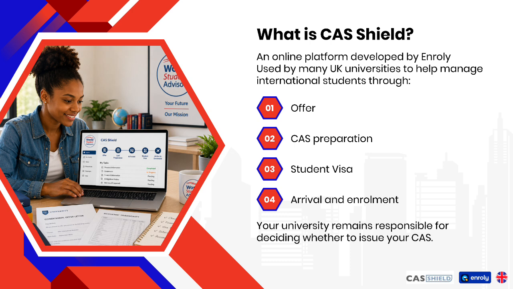It can help your university collect and check the information it needs before deciding whether it is ready to issue your CAS. Depending upon how your university uses the system, CAS Shield may also support parts of the visa, travel, and arrival process. The important point to remember is that CAS Shield is the platform. Your university remains responsible for deciding whether to issue your CAS.